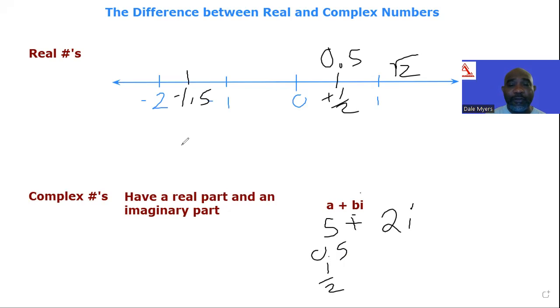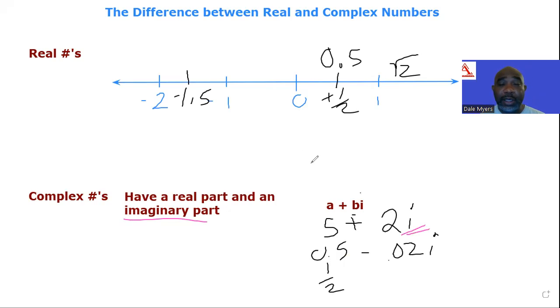It might be 0.5 minus 0.2i. It could be all of those. It could be, again, a fraction, okay? But the bottom line of it is it will always have this i. That's the imaginary part of it.